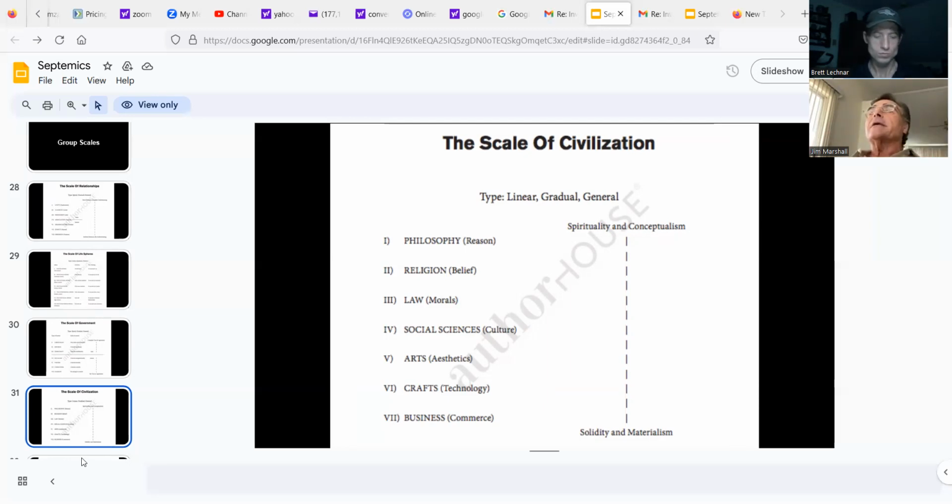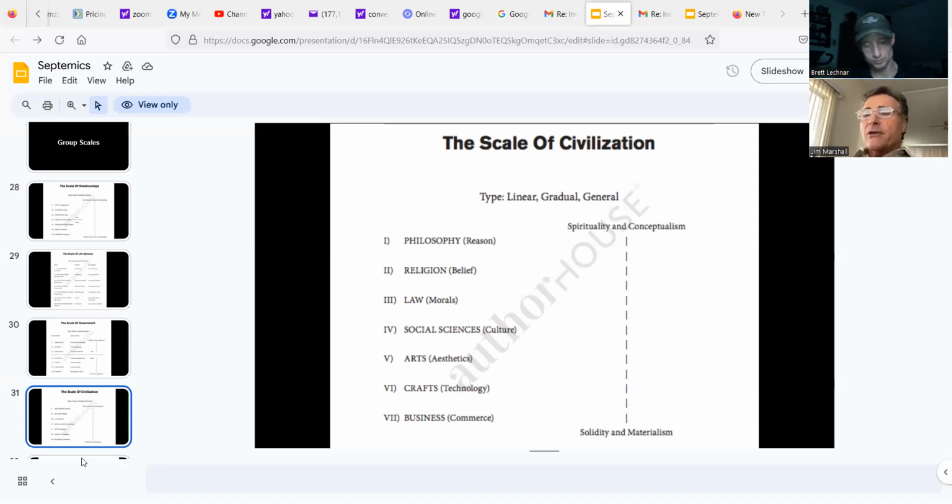Anybody who's read Oswald Spengler, who wrote a very famous book about empires, which is a type of civilization, that's sort of on the same level of abstraction as the scale. So what are we measuring here on these 7 levels?